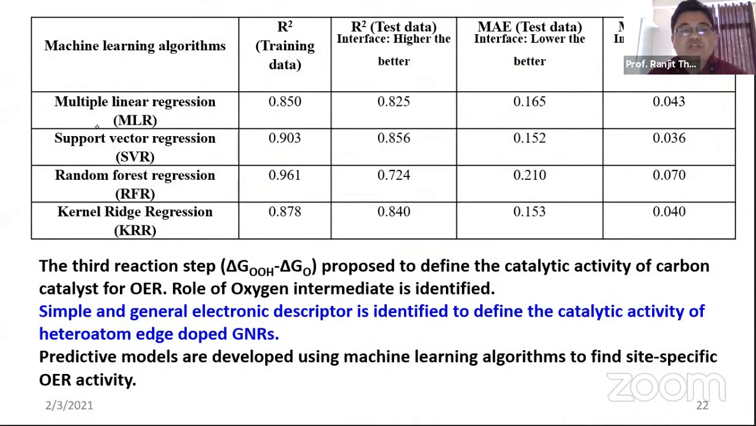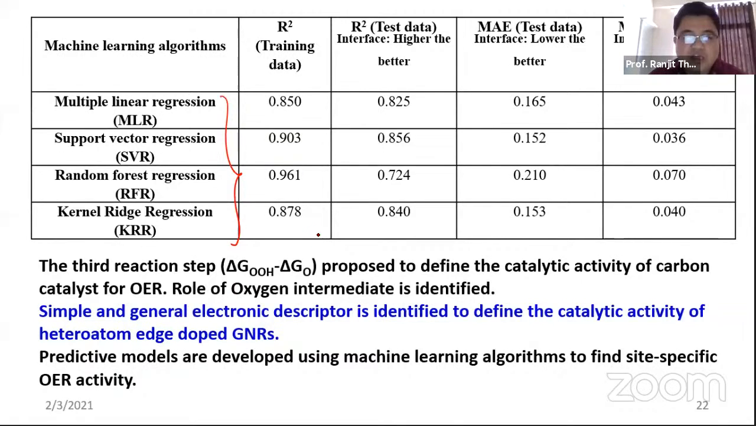how much is the R square value for the different techniques of MLR and SVR and random forest and kernel ridge regression. You can see that our MSE and MAE values are really low, particularly for the support vector regression. It is very well accepted that it could be a very good algorithm to define the catalytic activity of our carbon catalyst. So we have proved that our descriptor is also versatile, because whichever of these techniques you choose, it is matching very well and you can predict it.